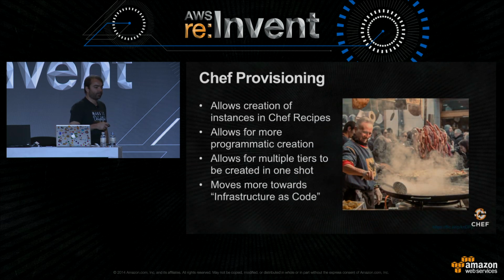And this is where Chef provisioning comes in. Chef provisioning allows you to create instances inside of Chef recipes, and not only instances, but load balancers as well. And you can also manipulate machine images. So it allows for more programmatic creation, and you can also create multiple tiers. Because Chef executes things in order, you can create the database server, and only once that's done and successful, then you can go and create the web servers that might be talking to that database server. So it allows you to also sequence creation of machines now.